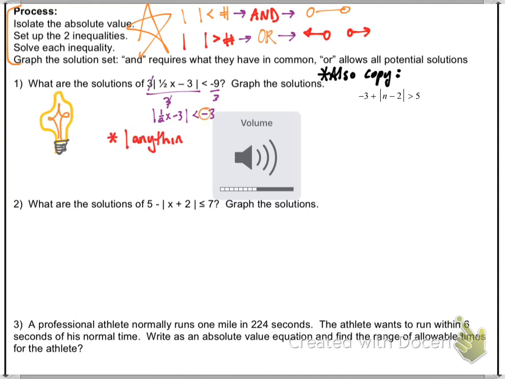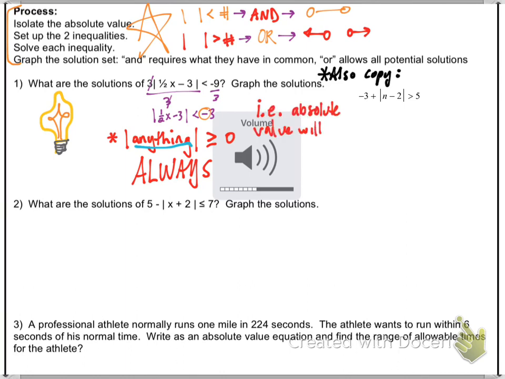Think about absolute value. It's supposed to be a distance. So, the absolute value of anything, like I'm writing here, is always greater than or equal to 0. No matter what you plug in there, you're going to get something equal to 0 or greater. So, it's never going to be negative. That means this is actually no solution. There's no way for an absolute value to be less than a negative.